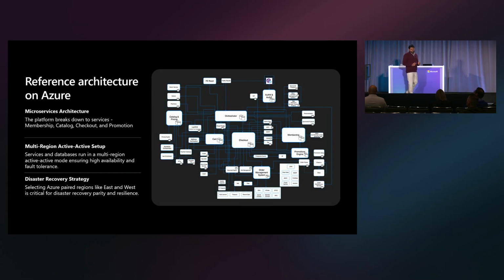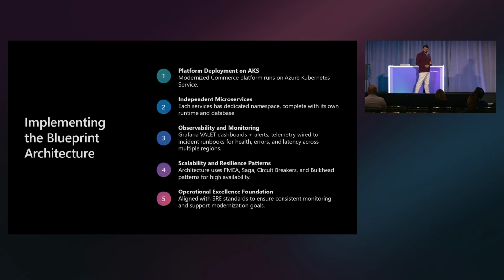Well, this is the reference architecture. So now we looked at the goals, we looked at the 5 pillars of excellence, we looked at the high-level blueprint architecture. Now, these are the highlights of how we implemented it. Cloud-native microservices architecture, multi-region active-active setup for high availability and best-in-class fault tolerance. We use Azure pair regions as a core part of our disaster strategy so that if an outage happens, the shift to the healthy region is smooth.